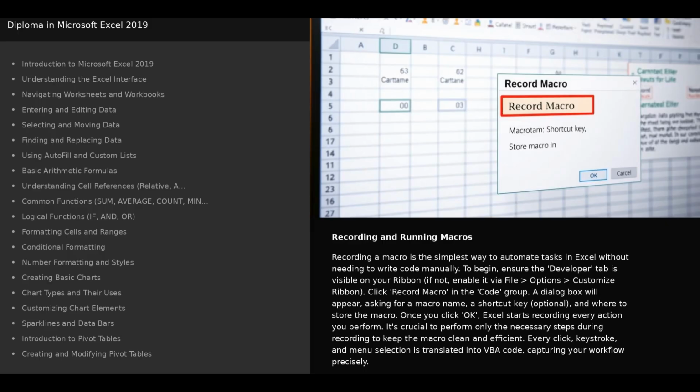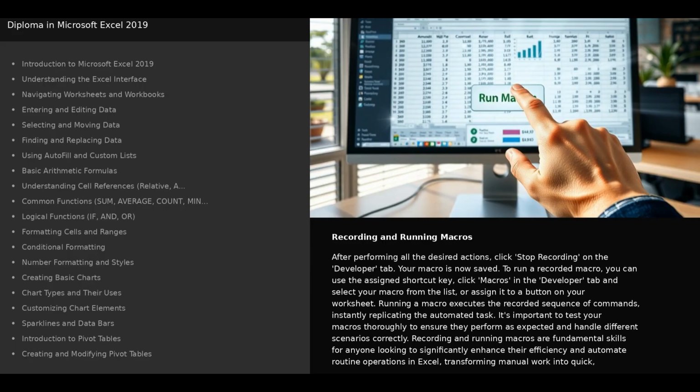It's crucial to perform only the necessary steps during recording to keep the macro clean and efficient. Every click, keystroke, and menu selection is translated into VBA code, capturing your workflow precisely. After performing all the desired actions, click Stop Recording on the Developer tab. Your macro is now saved.